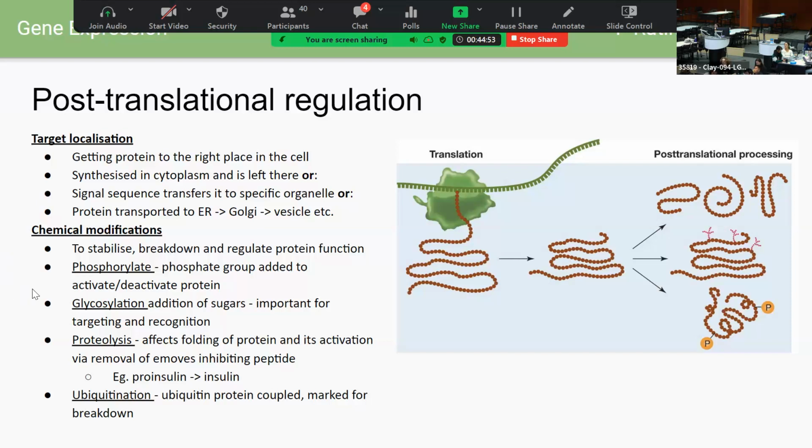And then you also have chemical modifications to these. These ones are quite self-explanatory given the name. Phosphorylation, add phosphate; glycosylation, add sugar; proteolysis, protein breakdown, so it's folding and removing parts of the peptide. And the last one here, ubiquitination. Ubiquitin protein is coupled, and it just marks it for breakdown.